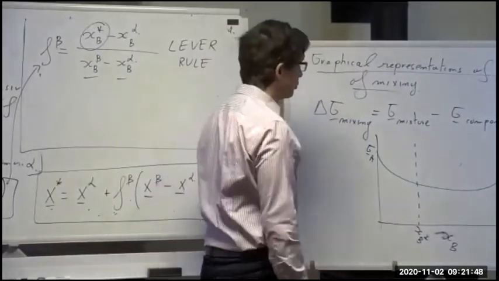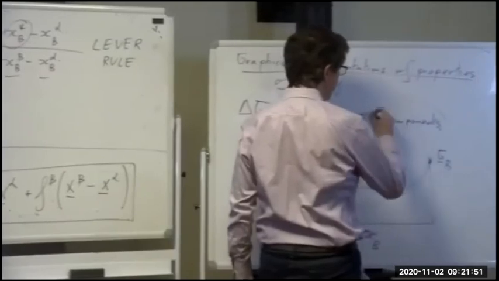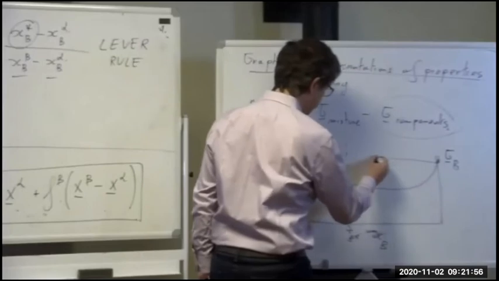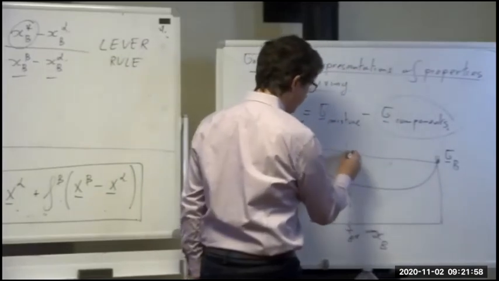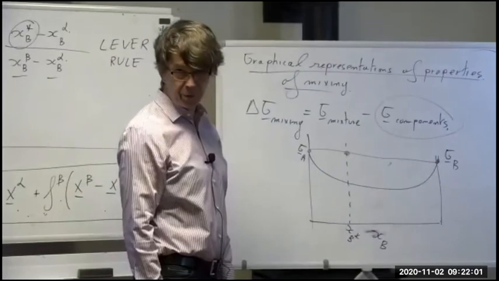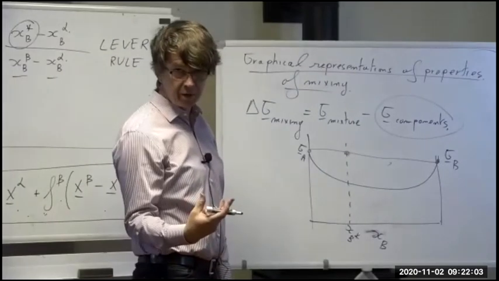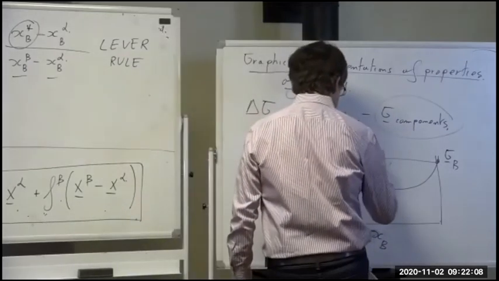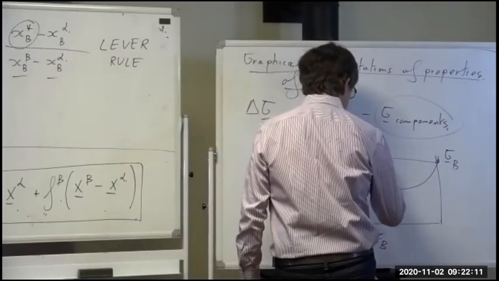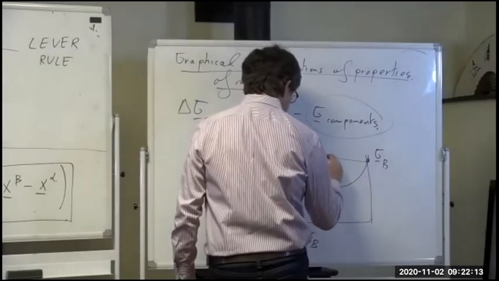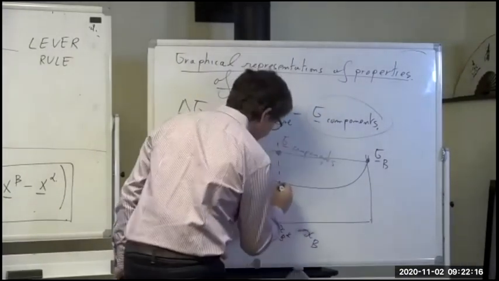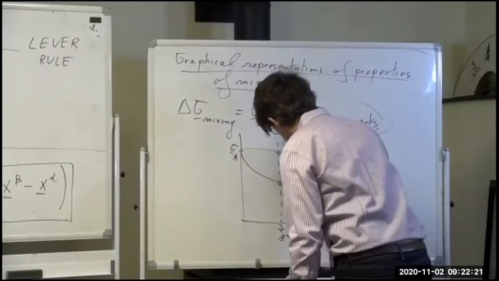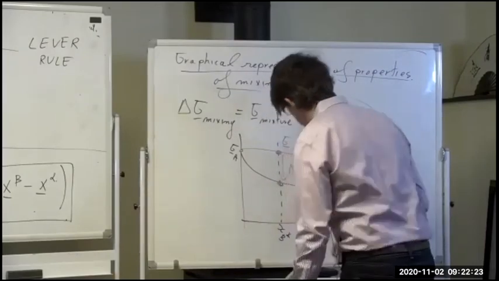Well, the chord rule tells you what the free energy is before mixing. This is when you have the separate components, because that's given by the chord. This point here is the free energy before you mix. So this is the free energy of the components in the right amount, G of the components. This is the free energy of the mixture. So this here is delta G of mixing, which in this case is negative.